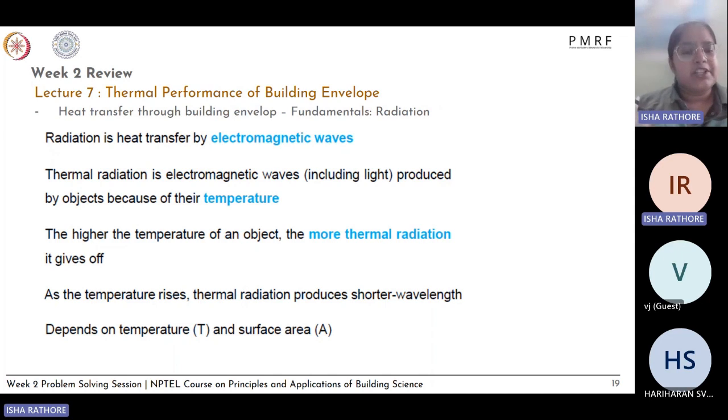And radiation depends on the temperature and surface area again. So we looked at the factors which influence all the three types of heat transfer processes. Temperature and surface area are common to all of them. Surface characteristics was one, and one more was there, so you can refer to that as well. So this is also radiation.